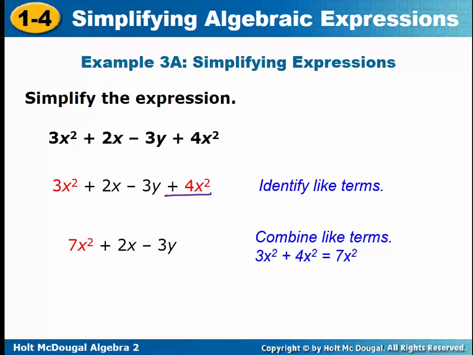So we combine those to get 7x squared plus 2x minus 3y. Now 2x and 3y are not like terms, so we just write them, and that's our final answer, 7x squared plus 2x minus 3y.